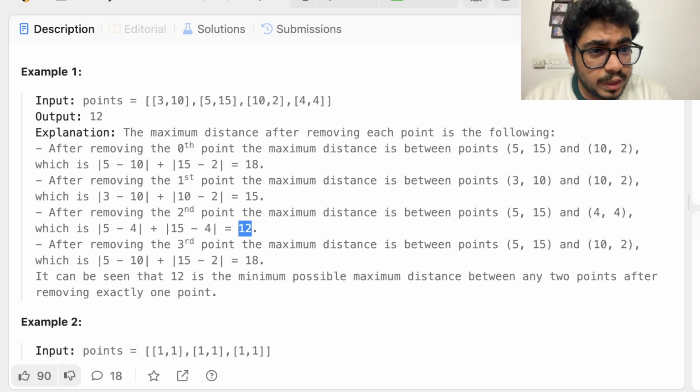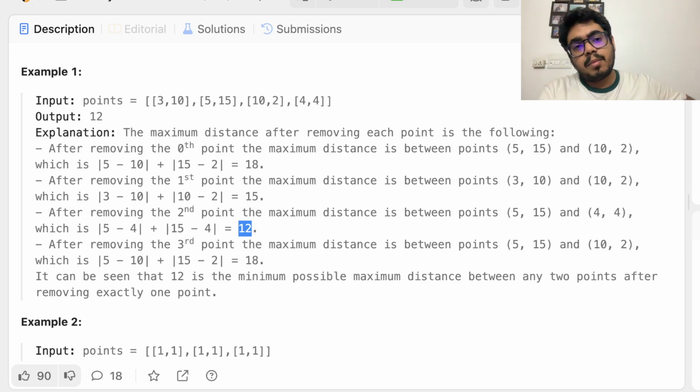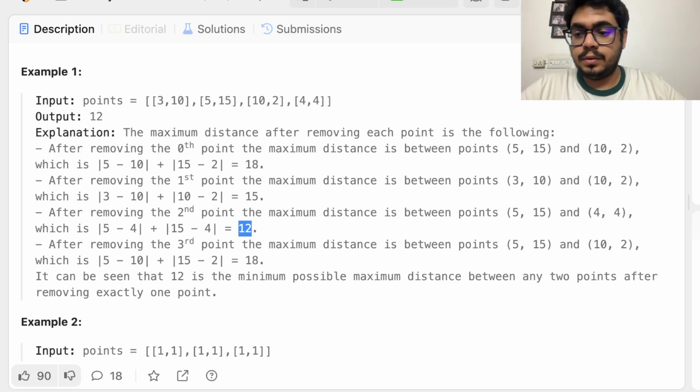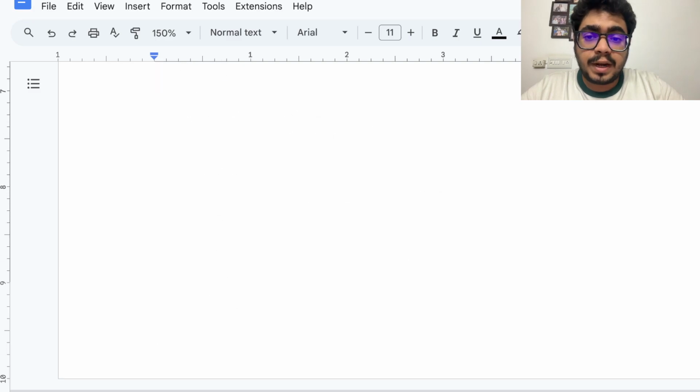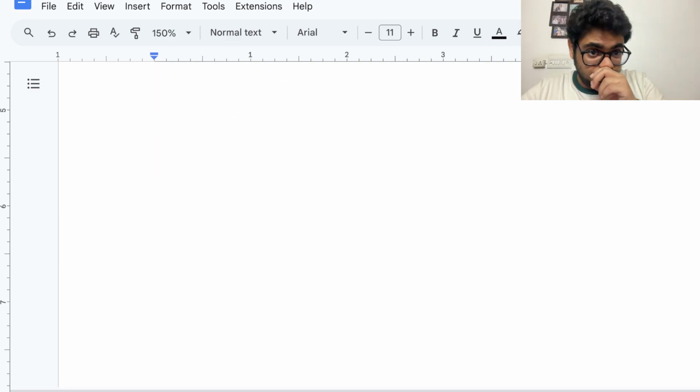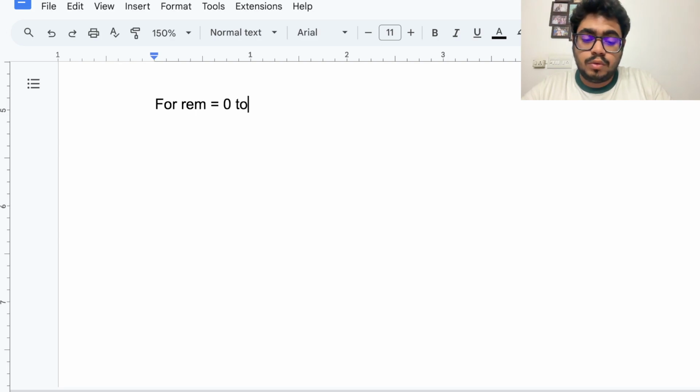Cool. So I would advise here, just pause the video and come up with a brute force. I think brute force should still be easy to come up with. If I talk about the brute force idea of this particular problem, what we can try doing is remove one element at a time. So let's say rem goes from 0 to n minus 1. Let's try to remove one by one each of the elements and see what is the Manhattan distance that we can get.